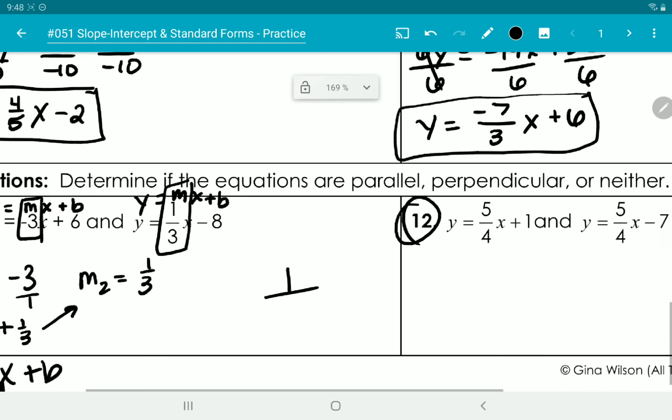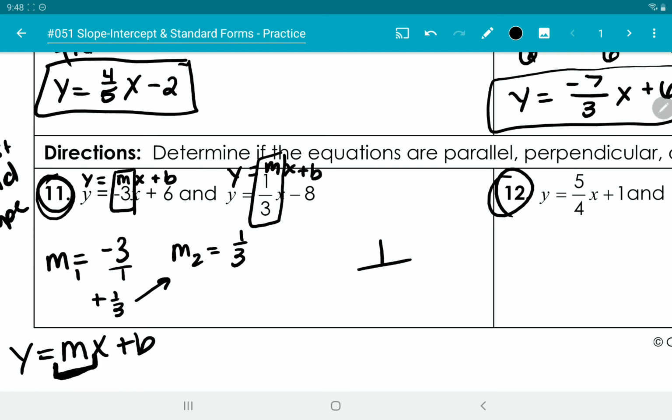So determine the slopes using this form, y equals mx plus b. Whatever is being multiplied by x, if it's in that form, is the slope. Determine whether they're the same, negative reciprocals to one another, or whether they're neither.